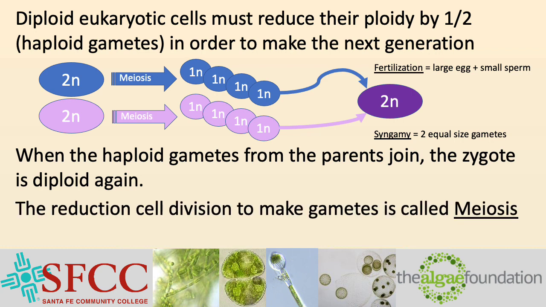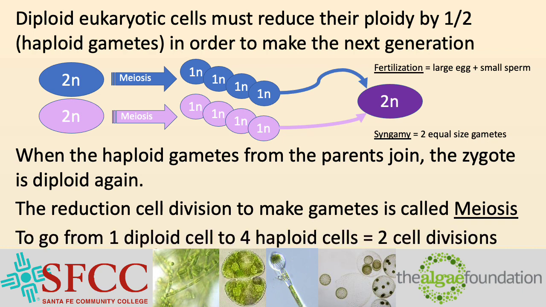The reduction in chromosome number to make the gametes by cell division is called meiosis. A single diploid cell undergoes 2 cell divisions to make 4 haploid gametes.